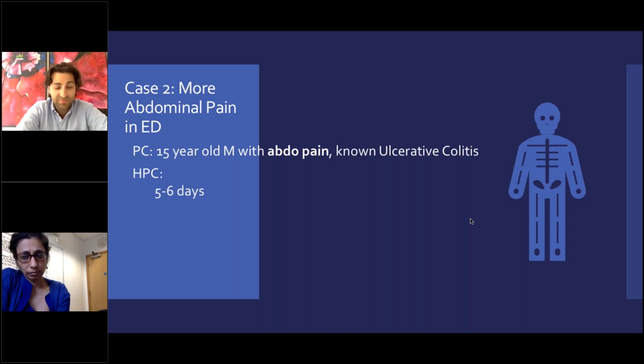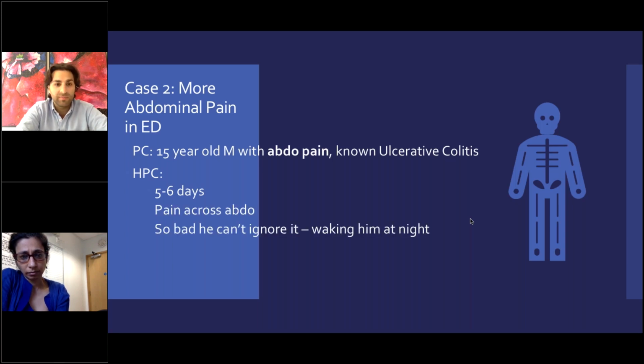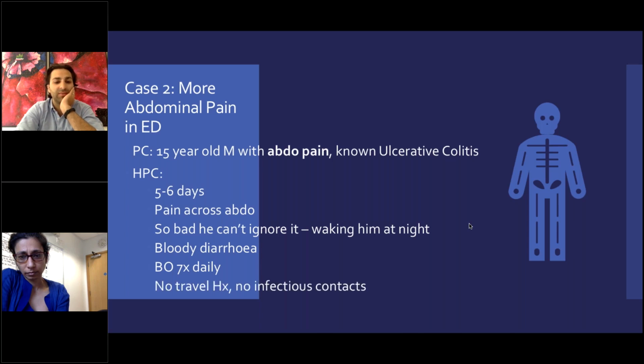So he's been having the pain for the last 5 to 6 days, and the pain is across his abdomen. It's so bad that he can't ignore it. It's waking him up at night. He also has bloody diarrhea associated with it, and there's blood in most of his stool. So most of the stool itself is blood, and all of the stools he passes have got blood in them. And he opens his bowels 7 times every 24 hours. Okay? He hasn't got any travel history and no infectious contacts.